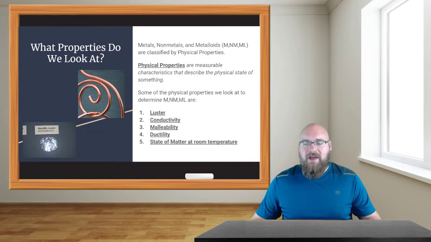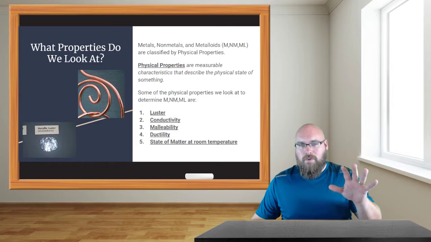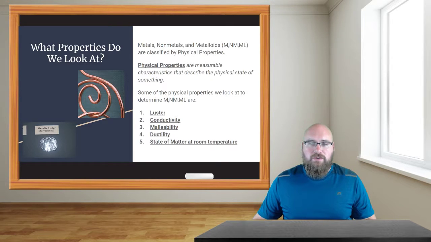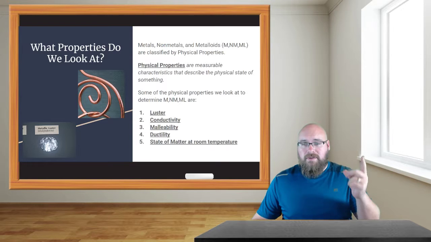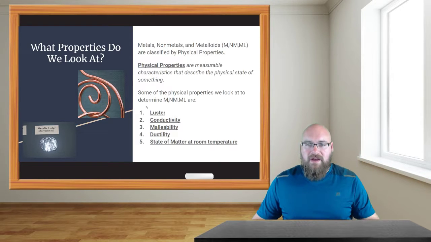So we have five main things that we look at to put these into the groups. The first is called luster. Then we have conductivity, malleability, ductility, and the state of matter that they are at room temperature. So these five things are going to be tested for each substance to see which category it falls under.